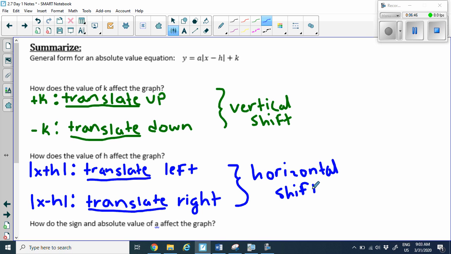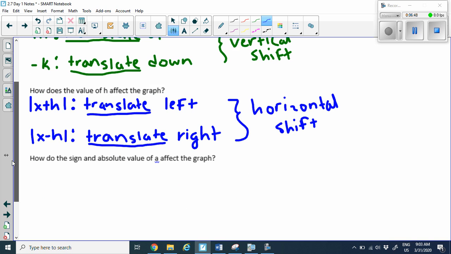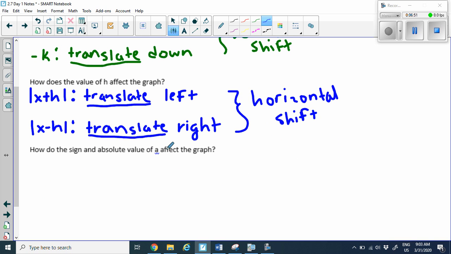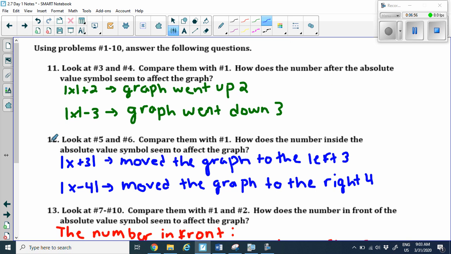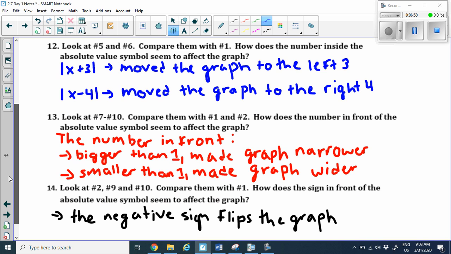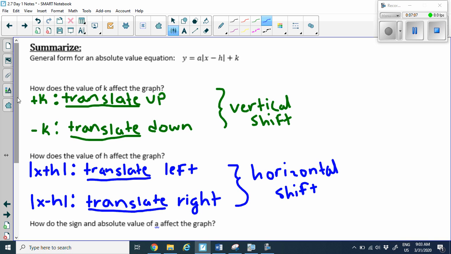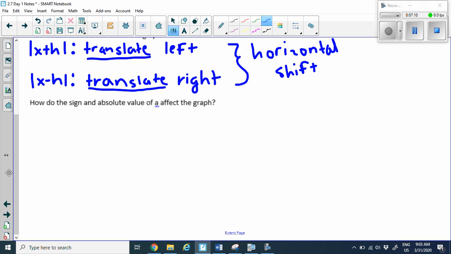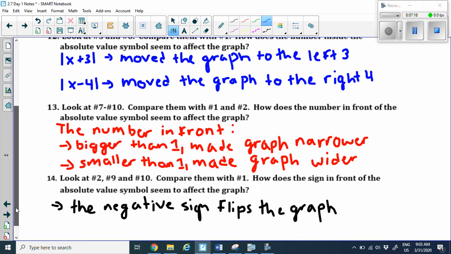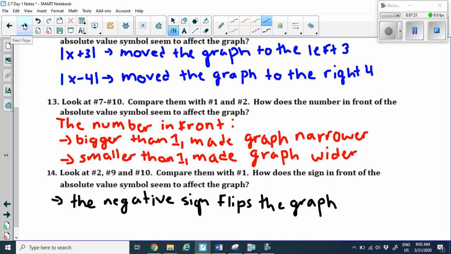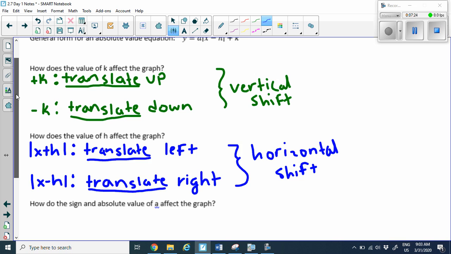Okay, so now let's look and talk about how the sign and the absolute value of A affect the graph. This is where we talked about numbers 13 and 14 of our questions. Let me talk about number 13 first, where we had a number in front. When a number is bigger than 1, we got narrower, and when the number was smaller than 1, it made the graph wider. So let's talk about specifically what that means.